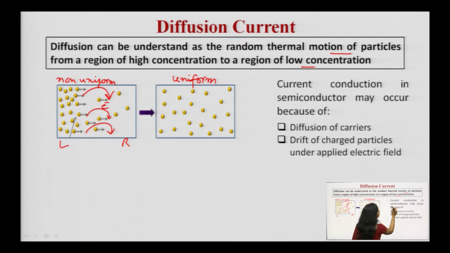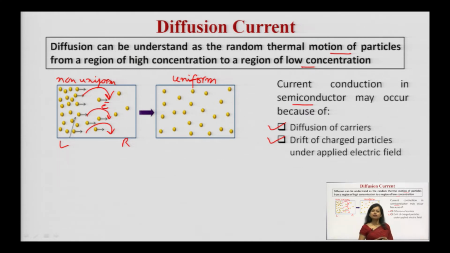Current conduction in a semiconductor may occur because of the diffusion of carriers, as I have discussed. This means the carriers are moving from a region of higher concentration to a region of lower concentration. The second factor is the drift of charged particles under the applied electric field. In the previous lecture, I discussed the drift current.